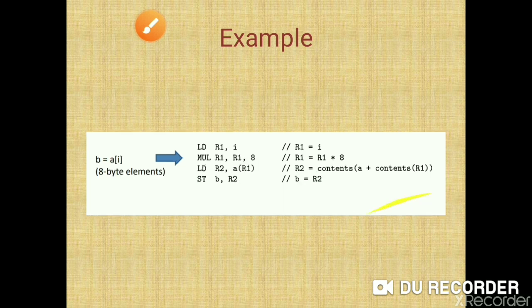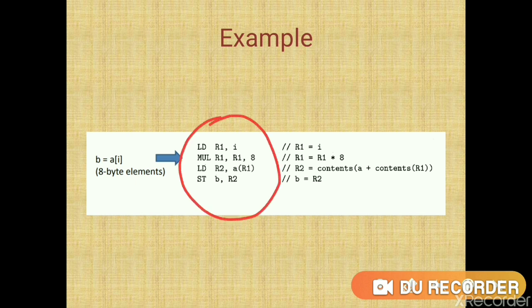Now we will see the next example, that is b is equal to a of i. This is an 8 byte element. So here it is just an assignment statement like b is equal to a of i. So what are the assembly language statements corresponding to this? Load R1 comma i. What is the cost of this first statement? 1 plus 0 plus 1, right? That is the first statement.